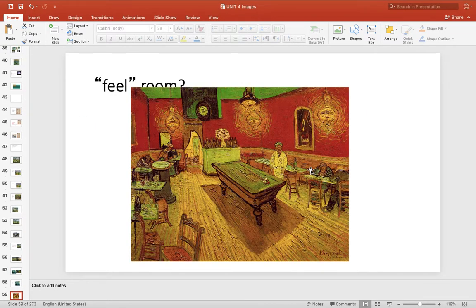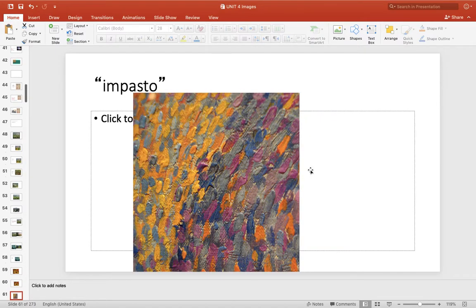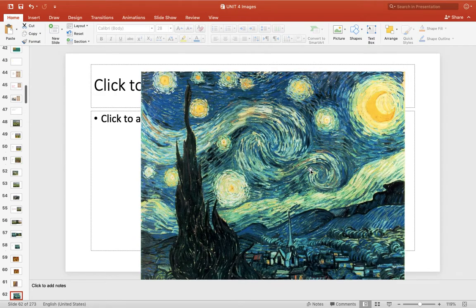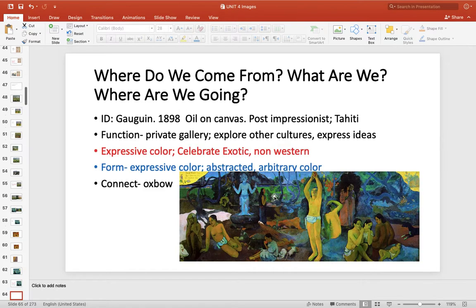He'll paint the feel of a place, the feel of a room, not naturalism, but the inner vision of the artist. Thick impasto paint. Starry Night, function, he's exploring how you can express the feeling of a place. It's famous because it expresses feeling beyond naturalism, inner vision of the artist. His form is impasto, thick paint.